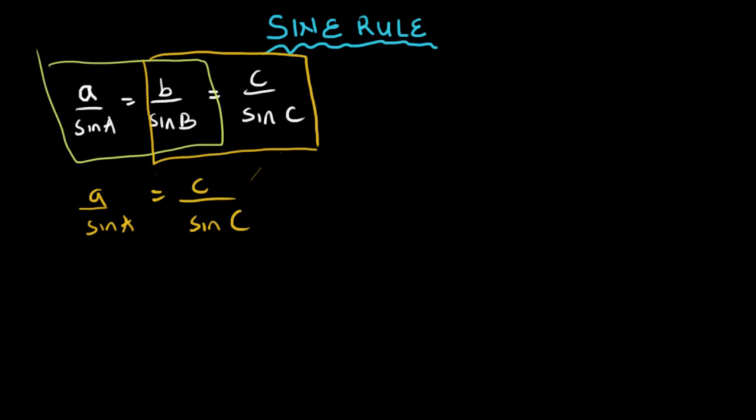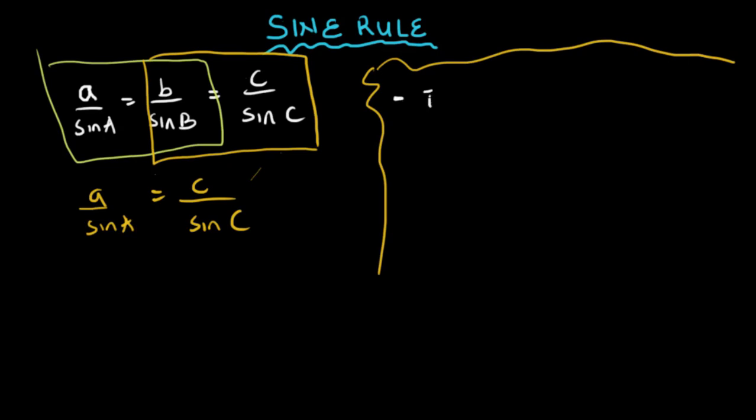But before we take examples, I want to answer the question, when do you use the sine rule? More often than not, you use the sine rule when you know two sides, one angle, and you are told to find a second angle.